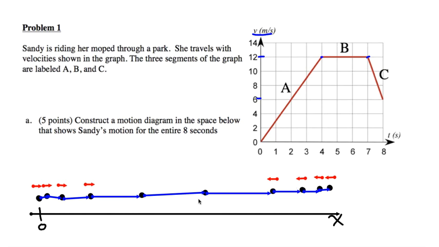Okay, now we have the middle here. During the middle, Sandy was going at constant speed. She stayed at a speed of 12 the entire time. Therefore, guys, during that segment, Sandy was not accelerating. She stayed at a constant velocity. So in that middle section, segment B of the motion, we don't need acceleration arrows. She was not accelerating. So you only have acceleration arrows at the beginning and at the end of the motion when the velocity was changing.